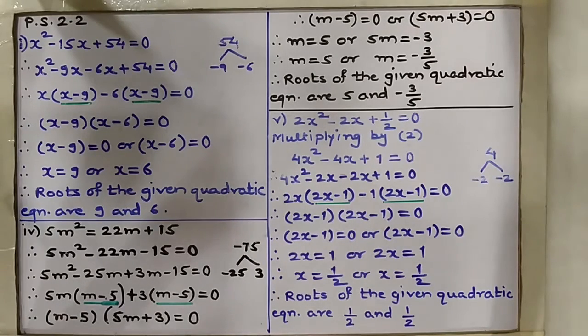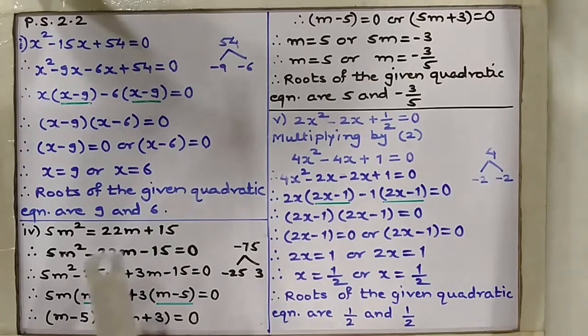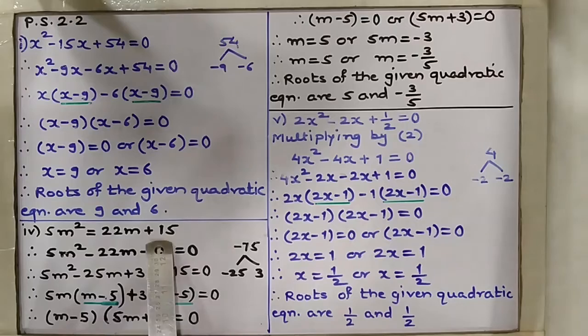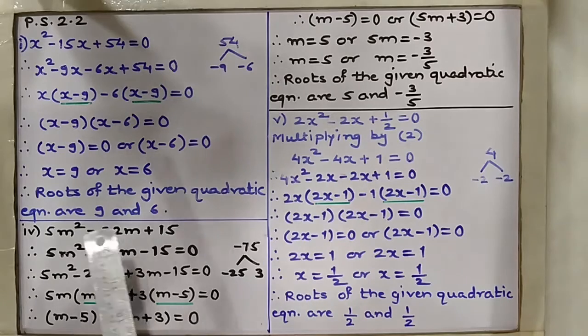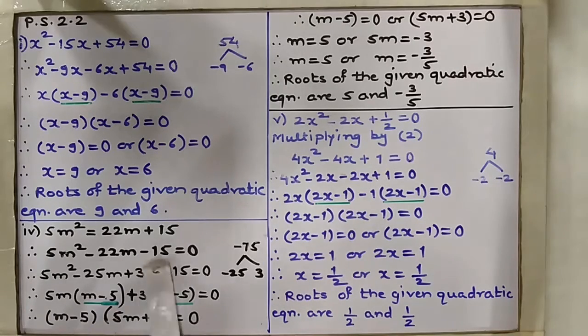Come to question number 4. Question is 5m square is equal to 22m plus 15. The general form of a quadratic equation is ax square plus bx plus c equal to 0. So what we'll do, we'll shift 22m and plus 15 on the left hand side. So we get 5m square minus 22m minus 15 equal to 0. Coefficient of m square is 5, coefficient of m is minus 22 and the constant is minus 15.